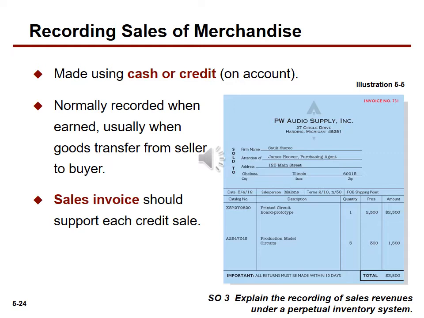The sales of merchandise can be made using cash or credit. They're normally recorded when earned, so usually when goods transfer from the seller to the buyer. And finally, the sales invoice should support each credit sale, just like we've done on the purchasing side. You have to have a source document for each transaction that you record always.